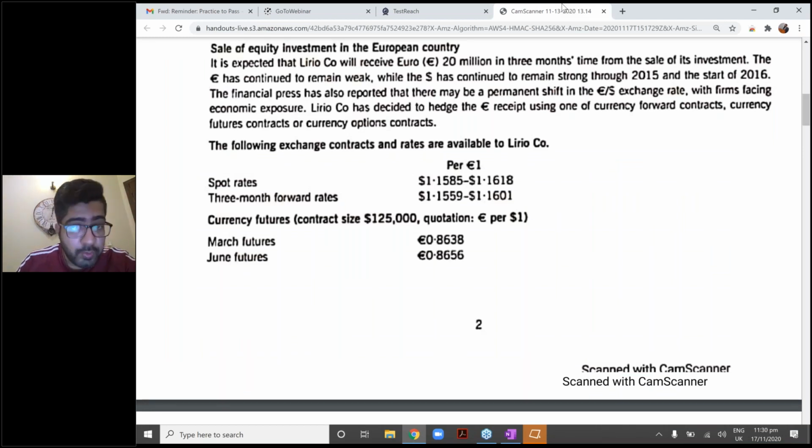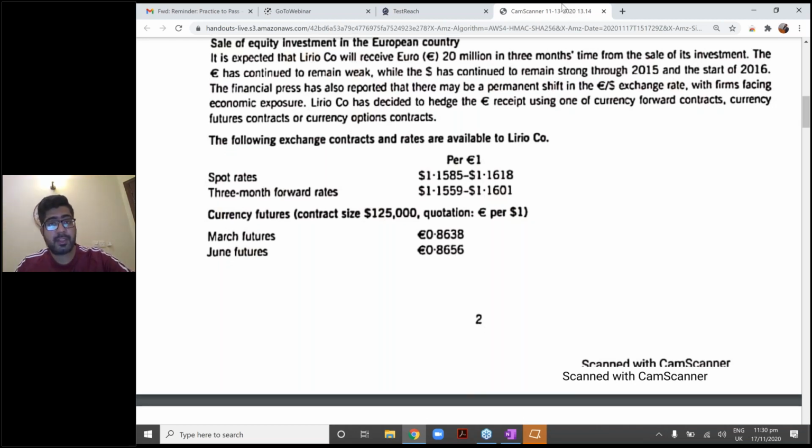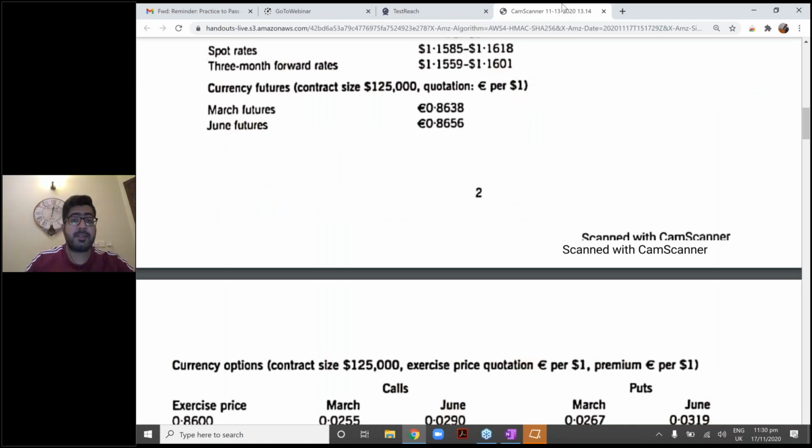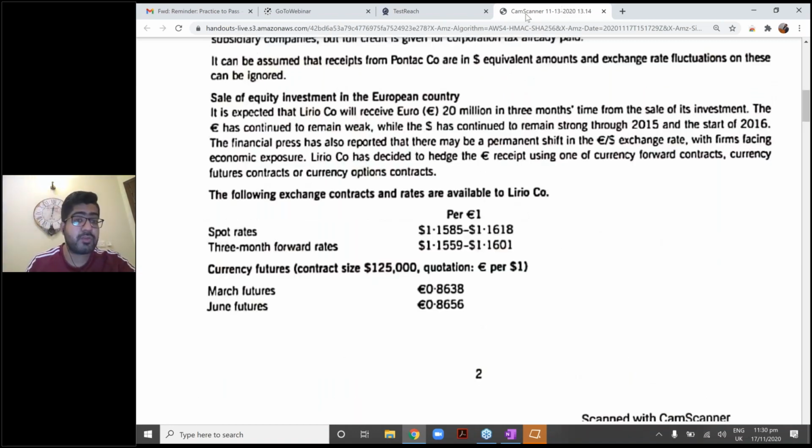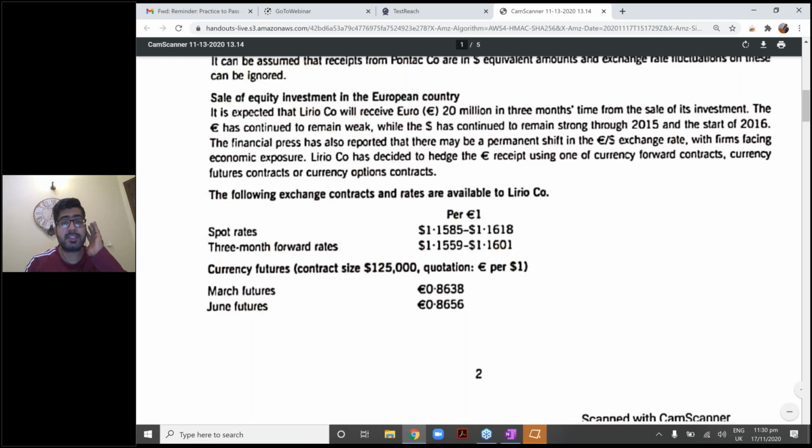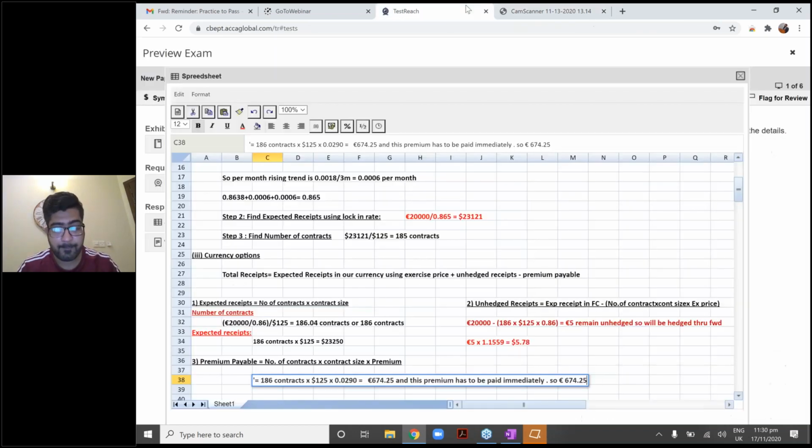It's multiplication. Lower is selling, higher is buying. Since premium has to be paid, 674 euros premium has to be paid. So since this premium has to be paid, I will use spot rate, and payment premium has to be paid. I will use the spot buying rate 1.1618. This makes it $783.